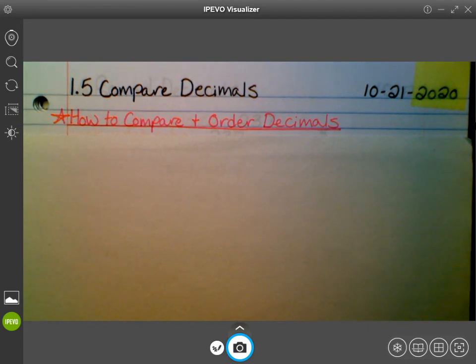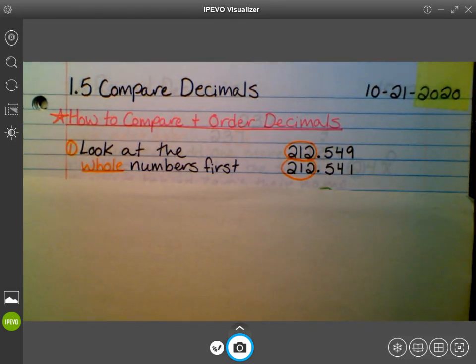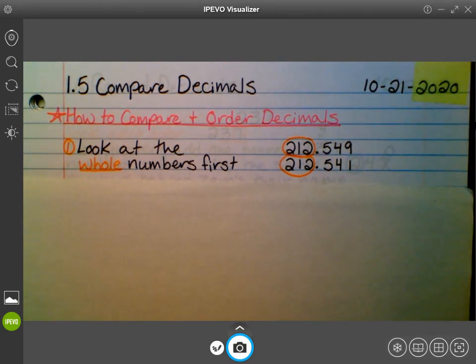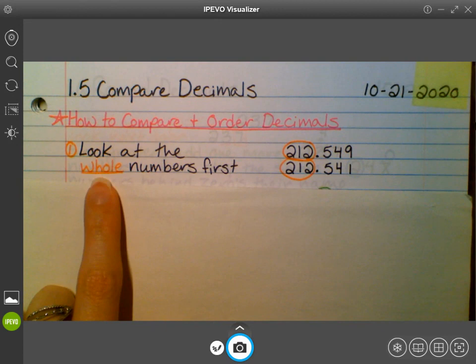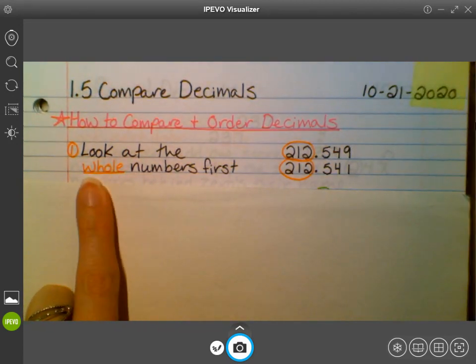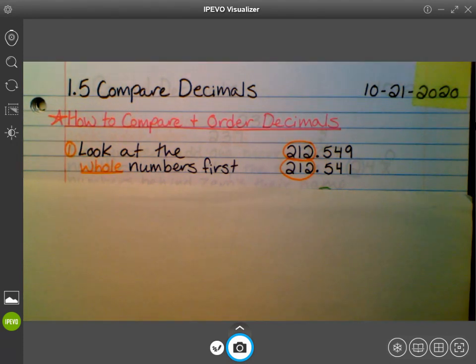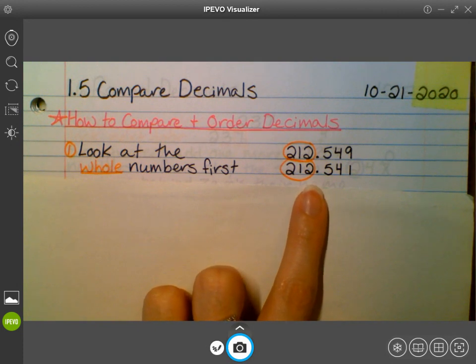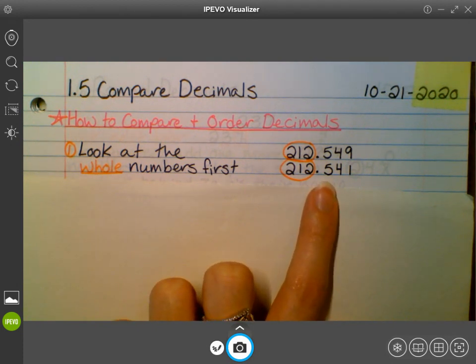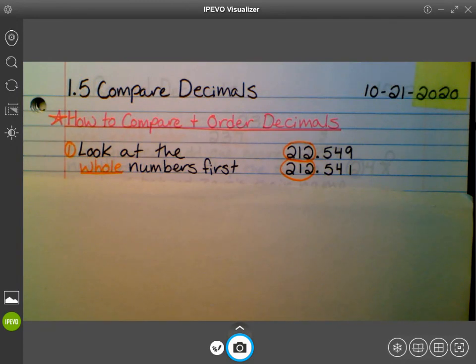Okay, so first thing, this is step number 1. Look at the whole numbers first. In orange, that's whole, W-H-O-L-E, and you'll notice I underlined whole. The two numbers we're going to be using for this in-depth example are 212.549 and 212.541. Since step 1 says look at the whole numbers first, I circled the whole numbers in both of those numbers. Put a thumbs up when you have this written down, please. And make sure you are underlining what I underline and circling what I circle.